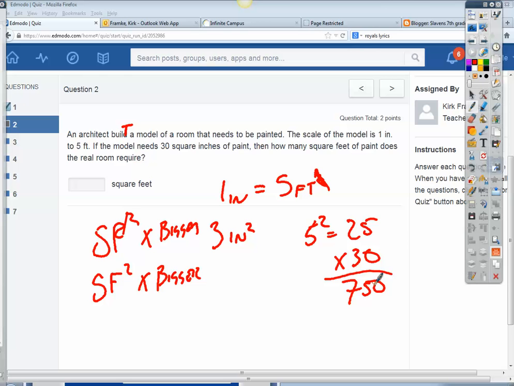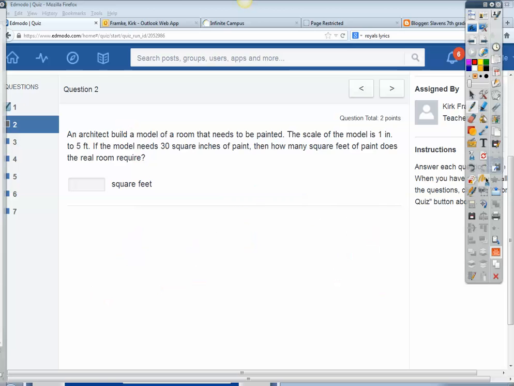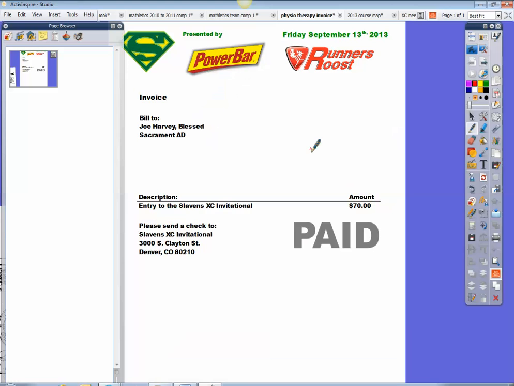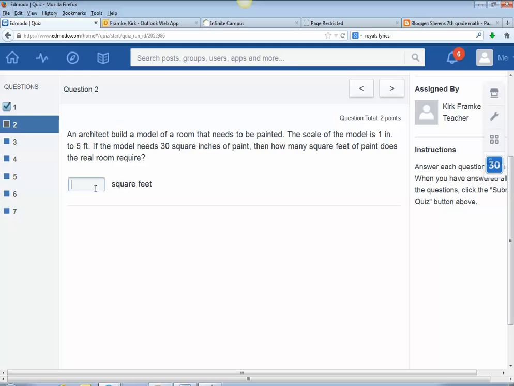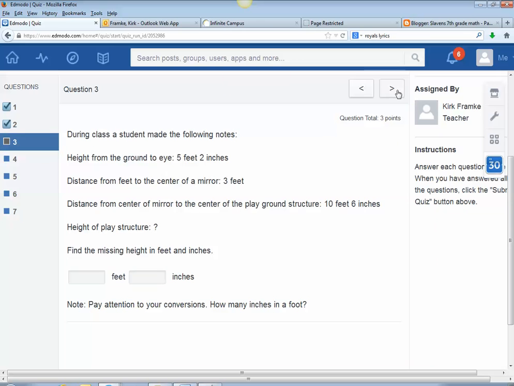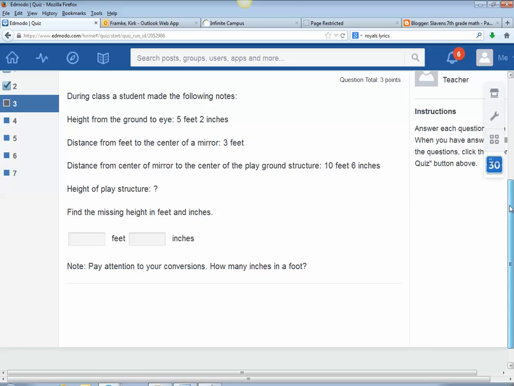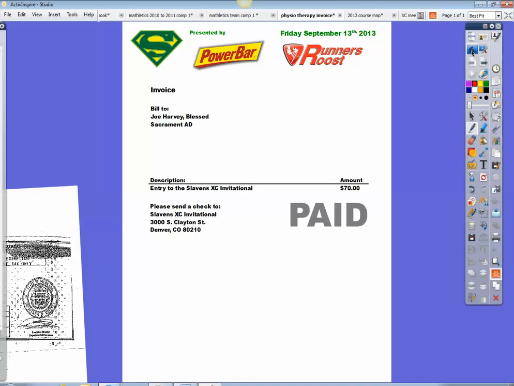So I'm going to have to do my little switching out of Promethean to the internet, and I'll submit it. So here we go. And clear that off. So remember, 750. So I will go to Edmodo, and here we go, 750 square feet. Next. All right. So now we have one of our mirror problems. Let's take a look at this.